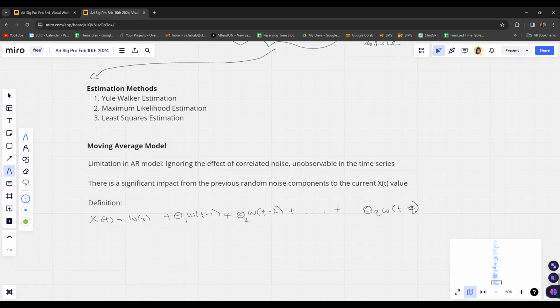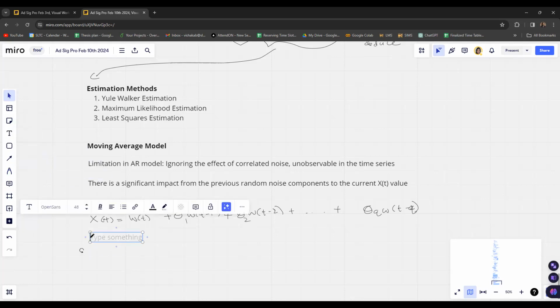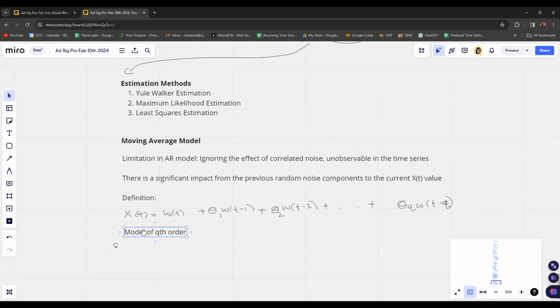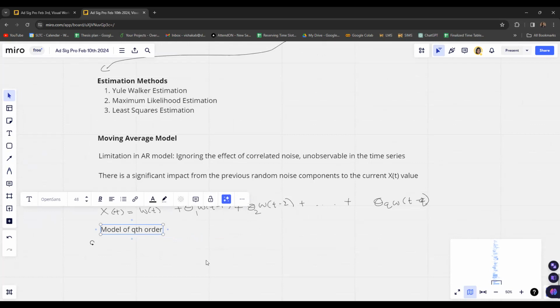So it can be defined like that. The model is of Qth order. The order is defined based on the number of past values you have considered. So this MA model is of Qth order.